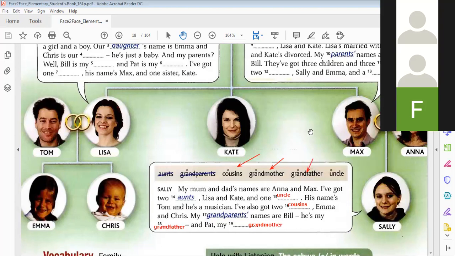Of course, I'm sure you know that children in the UK and in America, they don't always say grandfather. They also use another word. Do you know the other word they use?